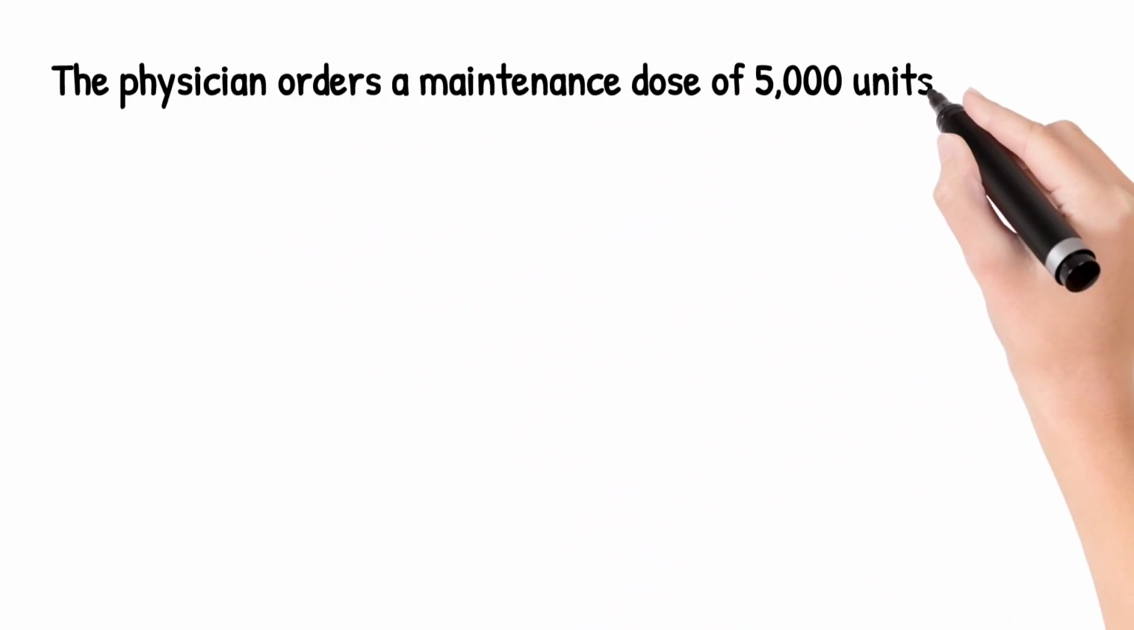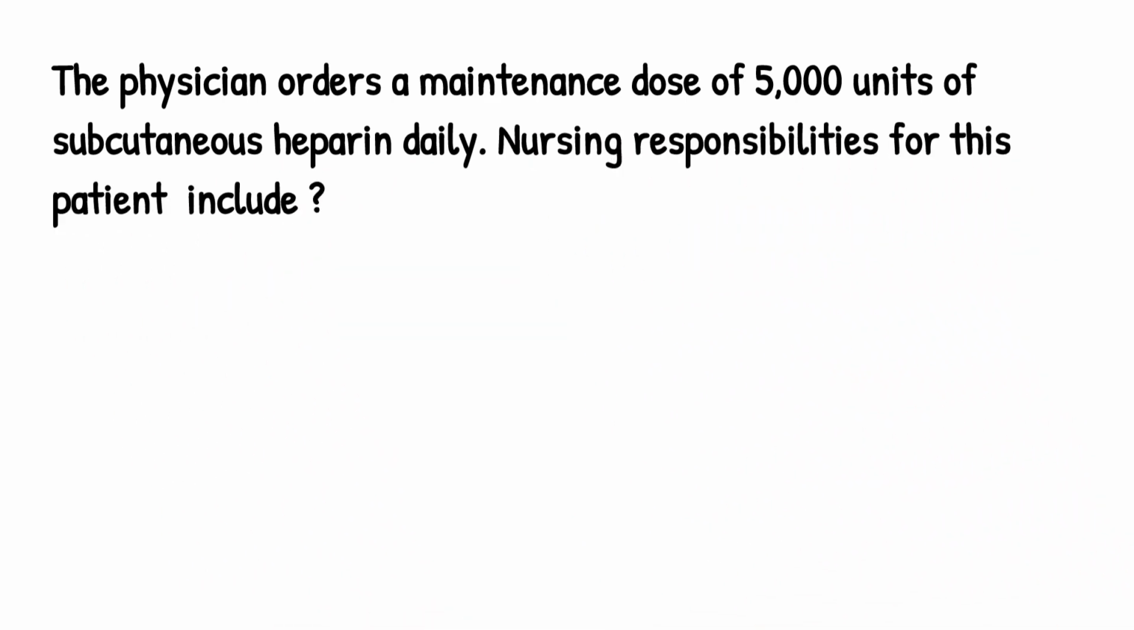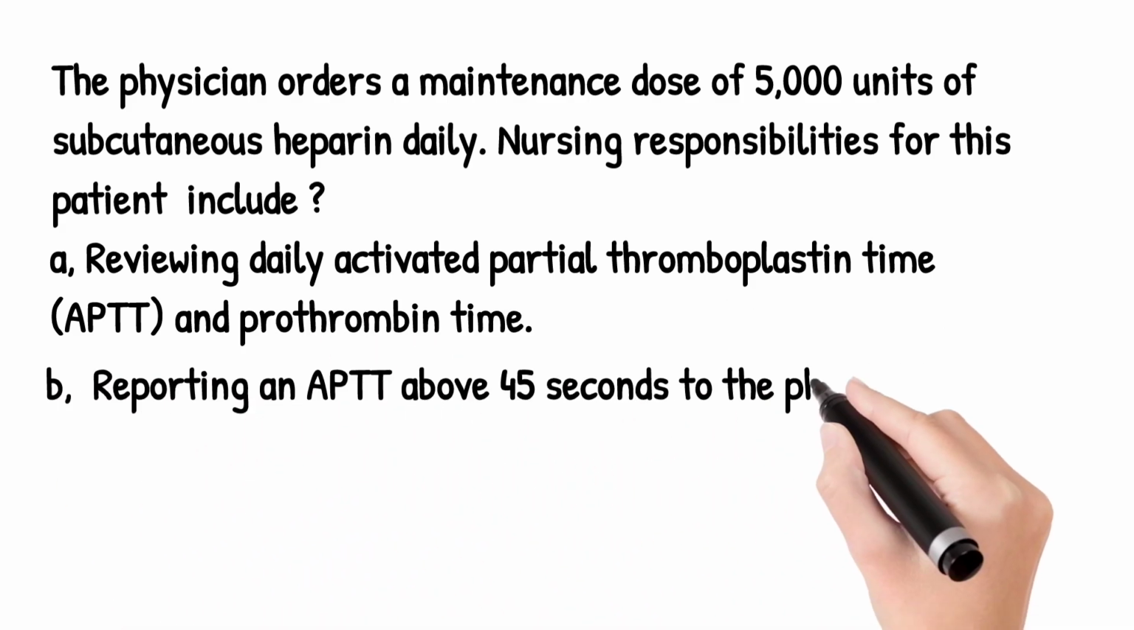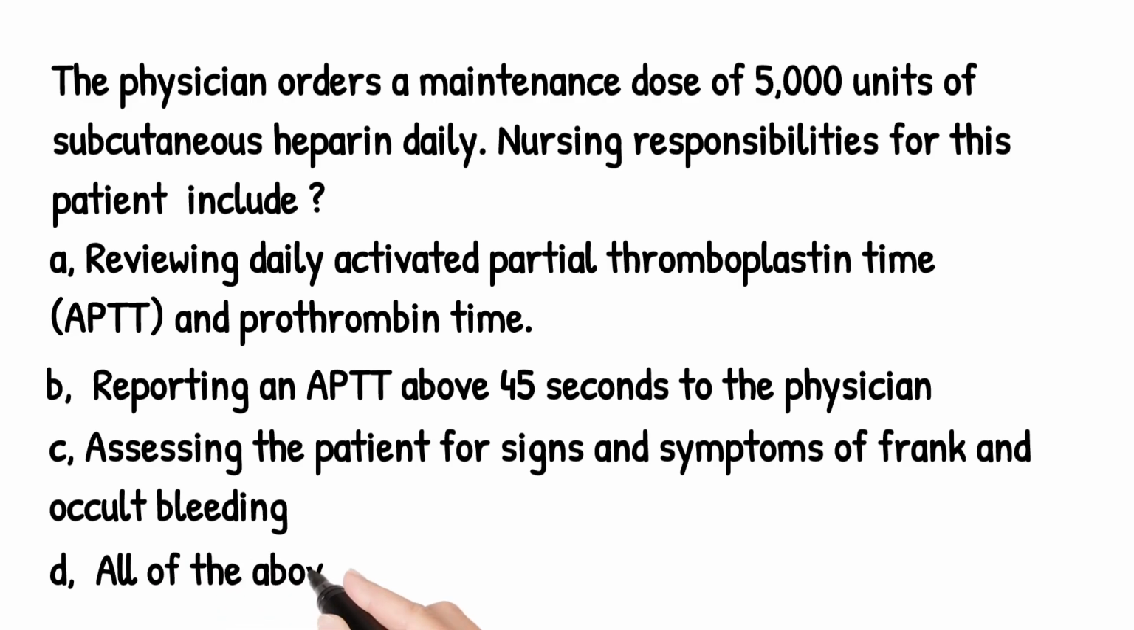The physician ordered a maintenance dose of 5,000 units of subcutaneous heparin daily. Nursing responsibilities for these patients include: Option A. Reviewing daily APTT and PT. Option B. Reporting an APTT above 45 seconds to the physician. Option C. Assessing the patient for signs and symptoms of frank and occult bleeding. Option D. All of the above.